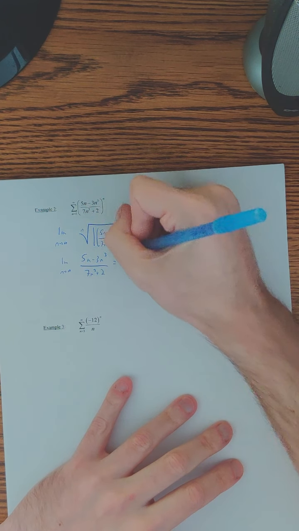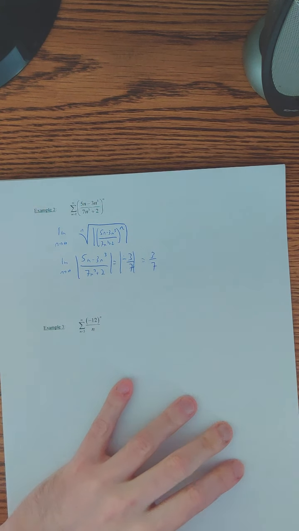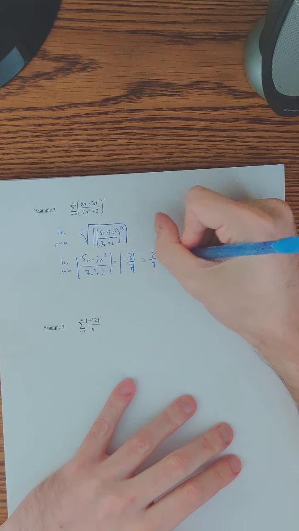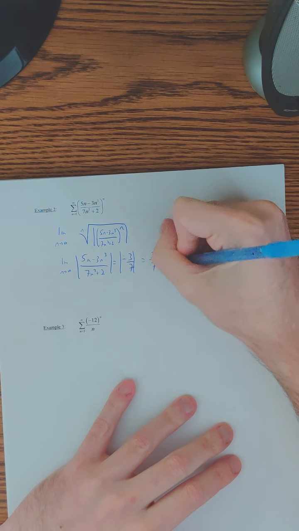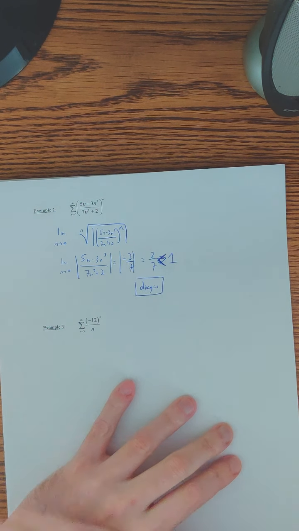Oops, absolute value. Absolute value, which would be 3/7 as n gets really, really large. And that means that this is less than 1. Whoa, 3/7 is less than 1. Therefore, this series diverges.